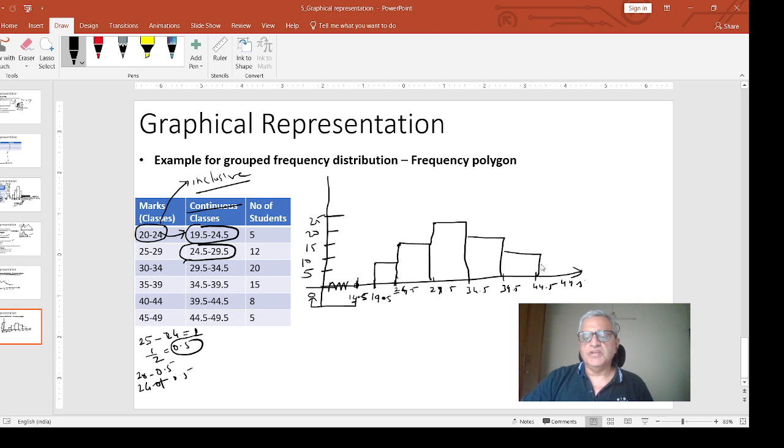What I need to do is take the midpoint of every rectangle, and all that I have to do is connect the midpoints of all the rectangles with a straight line, and this becomes my frequency polygon.